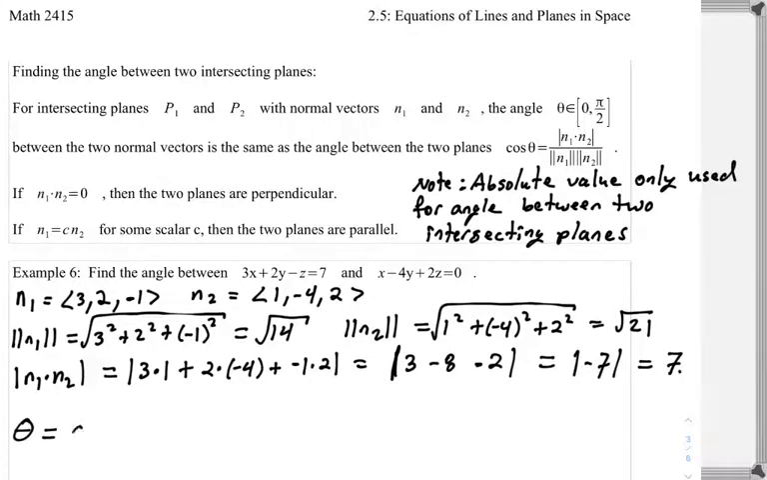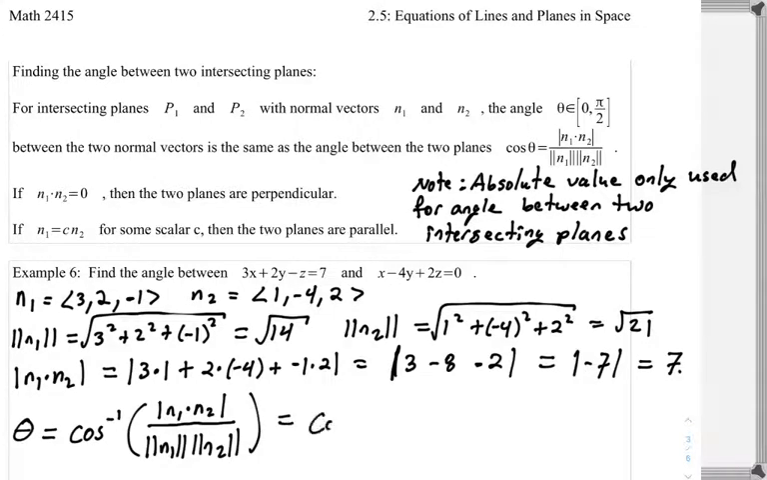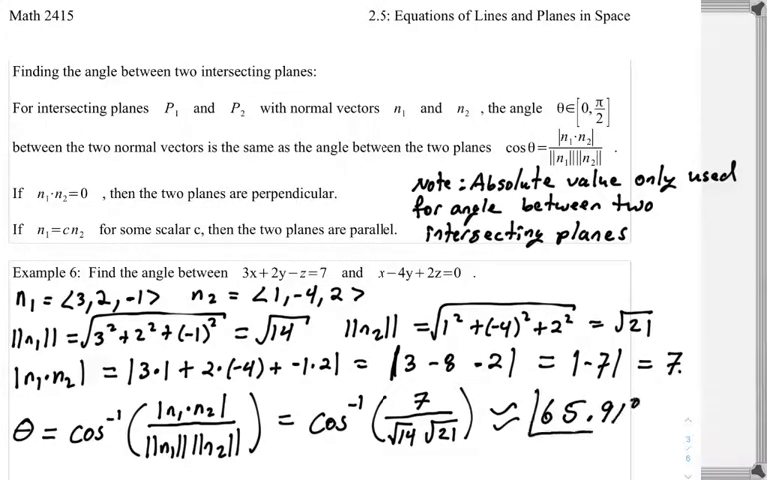Okay. Now theta is going to be equal to the cosine inverse of the absolute value of the dot product of the normal vectors divided by the magnitude of each one of those normal vectors. So this is going to be equal to the cosine inverse of 7 over the square root of 14 times the square root of 21. And punch that into your calculator, but don't punch too hard. It's going to be about 65.91 degrees, the angle between those two planes.